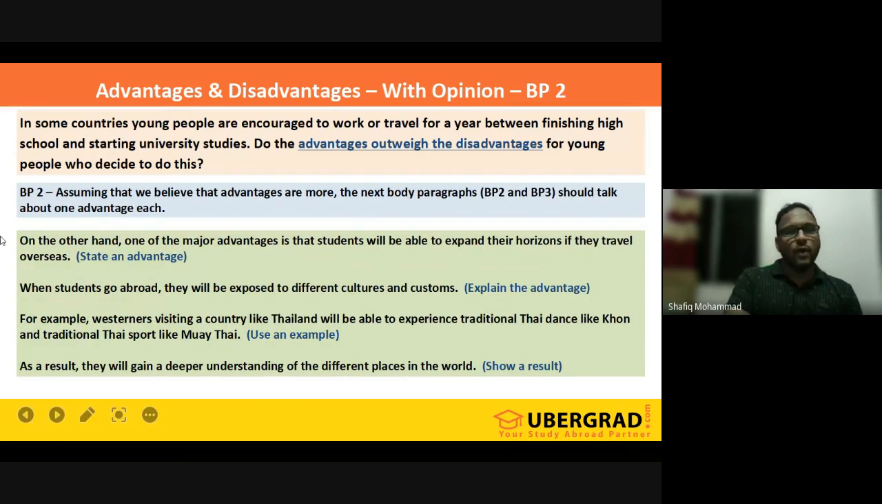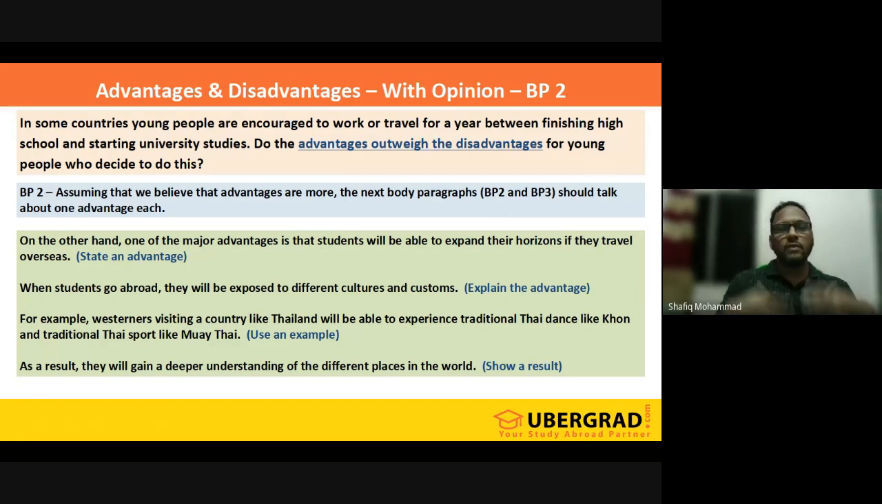Yes. So now, assuming that we believe the advantages are more, the next body paragraph, that is body paragraph 2 or body paragraph 3, we're going to give advantages: state the advantage, explain it, and give an example and result. Okay. So that is what he's doing. See, on the other hand, the major advantage is that students will be able to expand their horizons when they travel overseas. So this is the statement. Then he's explaining it.